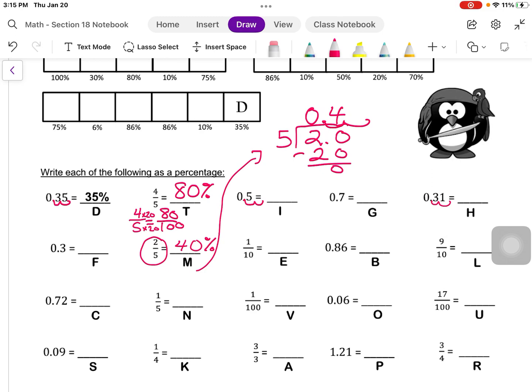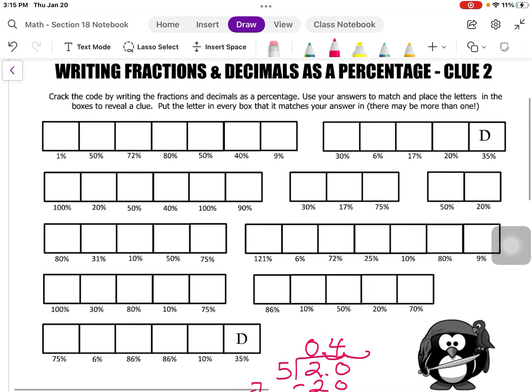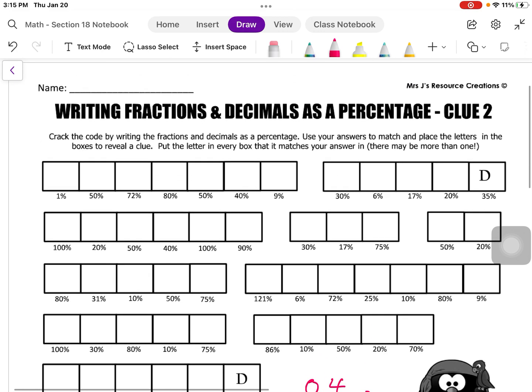So I've got 2 options for the fraction ones to figure out how to get to my percentage, or based on 100%. All right, go ahead and hit pause. Do all the ones that you can for clue 2. Try to figure out the clue. Then come back for clue 3 if you need help.